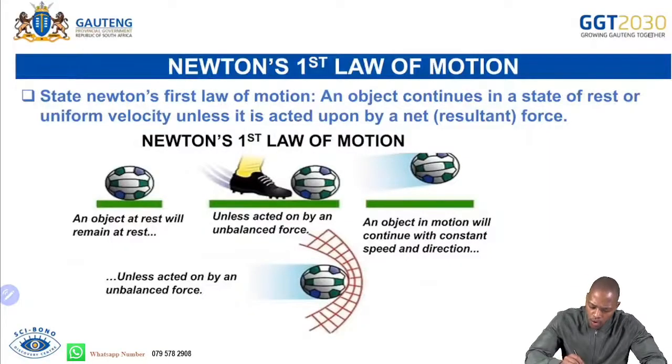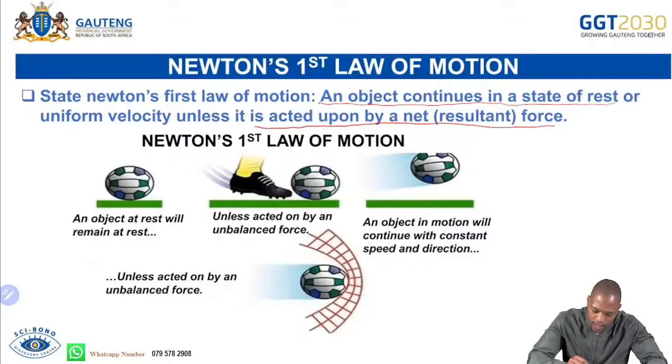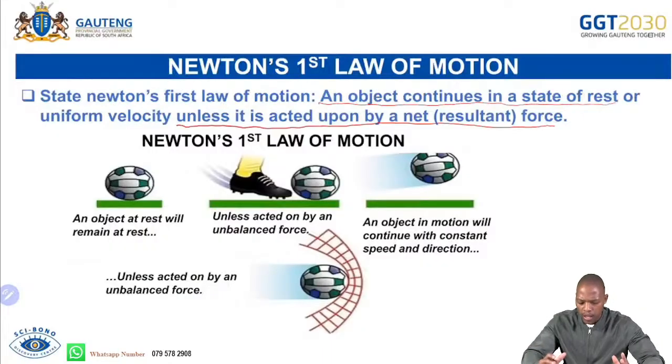It says an object continues in a state of rest. That's the first part. An object continues in a state of rest or uniform velocity unless it is acted upon by a net or resultant force. That's where the great detail in Newton's first law comes in. The unless part gives more details of this inertia, because the first part says almost a similar thing as inertia. That's why sometimes Newton's first law is even referred to as the law of inertia, because they are very, very closely similar. An object continues in a state of rest.